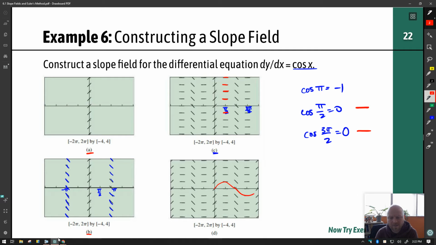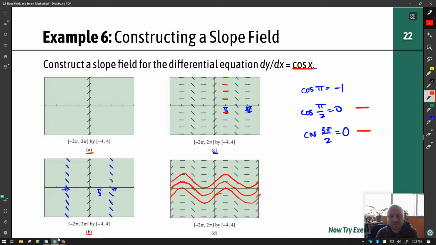How about that? These are all of the tangent slopes at all of these points of the differential equation cosine x, but watch as you follow these waves along, it produces a family of sine curves. Why is that significant?